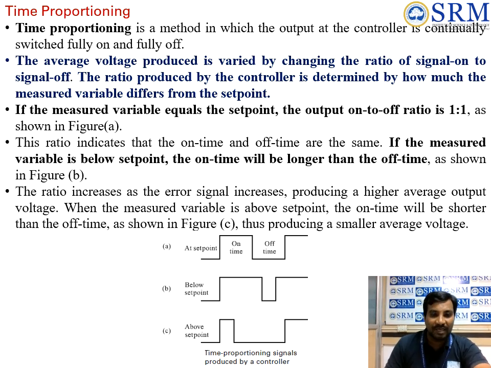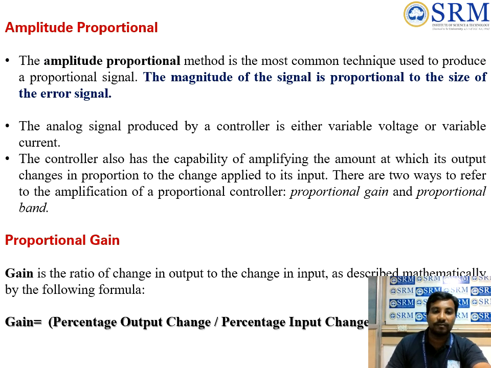Of course, if the measured variable equals the set point, then the output on to off ratio is obviously 1:1. You can see it in figure A. The ratio indicates that the on time and the off time are the same. If the measured variable is below the set point, then the on time will be longer than the off time. You can see it in figure B. So if the ratio increases as the error signal increases, it produces a higher average output voltage. When the measured variable is above the set point, obviously the on time will be shorter than the off time. You can see it in figure C.